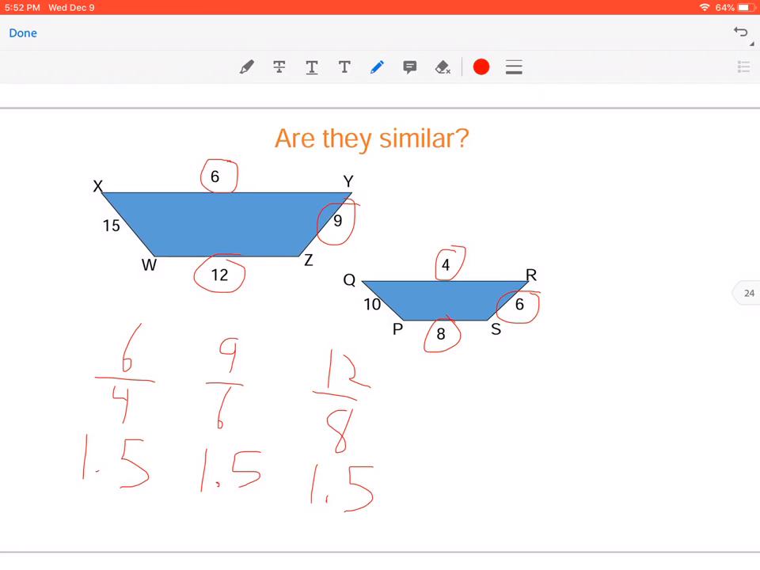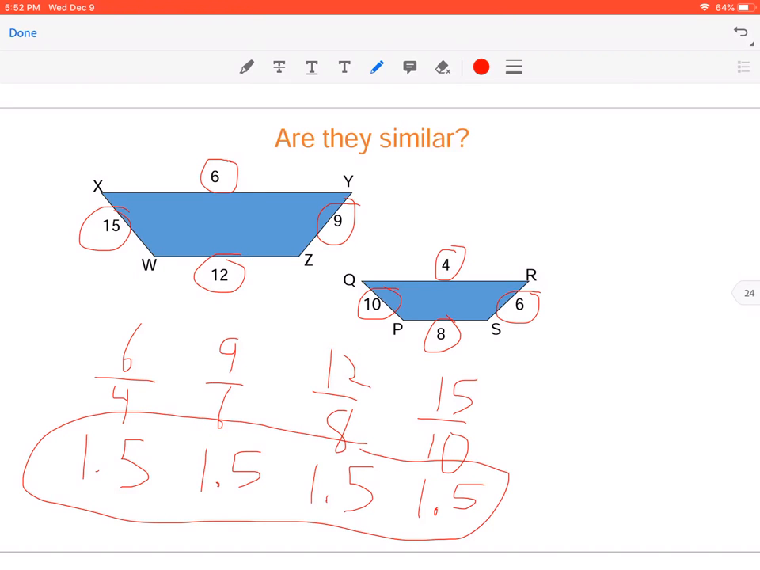So right now it's all looking pretty good. Last one we need to check is 15 and 10. Well, 15 divided by 10 is also 1.5. As long as they have the same ratio, they are always similar. So are they similar? The answer to this one, yes.